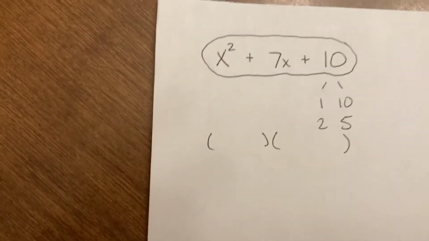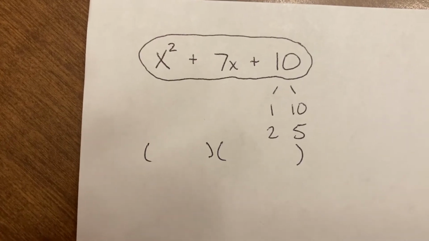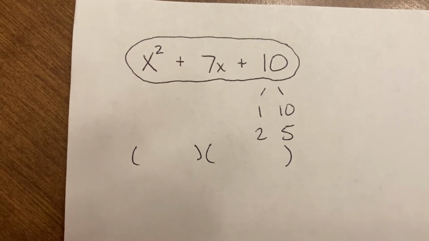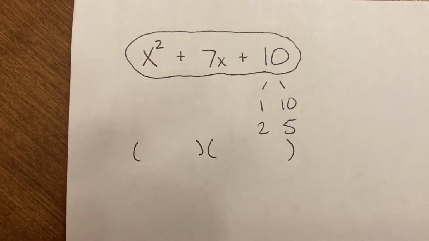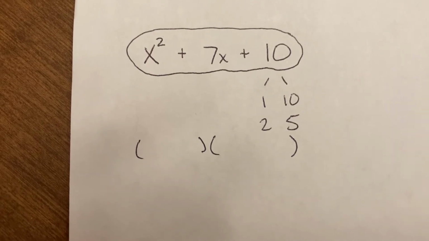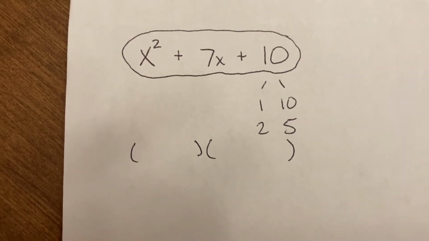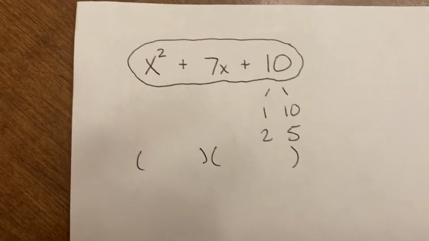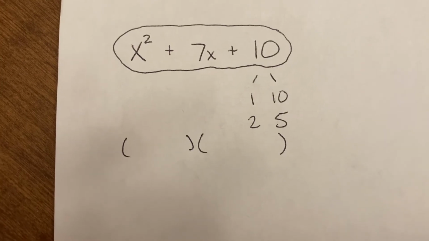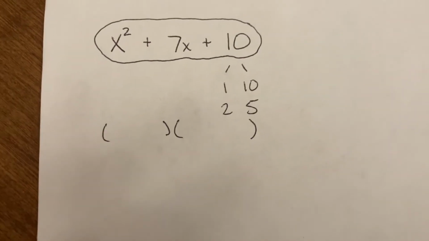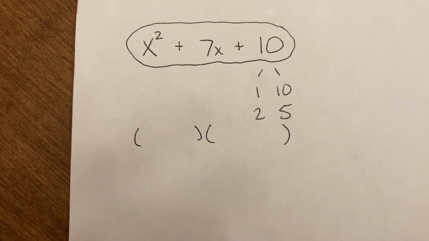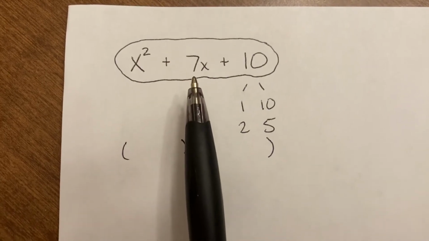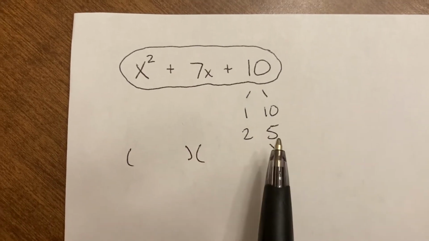Okay, so in order to do this, this is kind of the same setup. The circled problem here is what we have. I've already worked some of it out. We need to figure out what multiplies together to give our c value, which is 10, but also adds together to give us our b value, which is 7. I've already gone ahead and done all the factors of 10. The things that multiply to give me 10 are 1 and 10, 2 and 5. I just need to figure out which of those adds together to give us our b value, which is 7. Obviously 2 and 5.